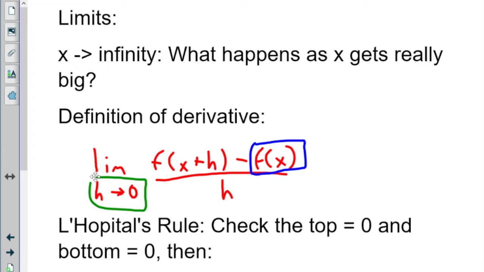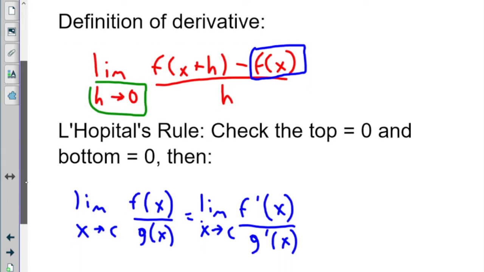L'Hopital's rule, you guys liked using that? If you're going to use L'Hopital's rule, make sure you're checking that the top is 0 and the bottom is 0. You want to check them separately so that we get this 0 over 0. Then we can say that the limit of the function should equal the limit of the derivative of the top over the derivative of the bottom.